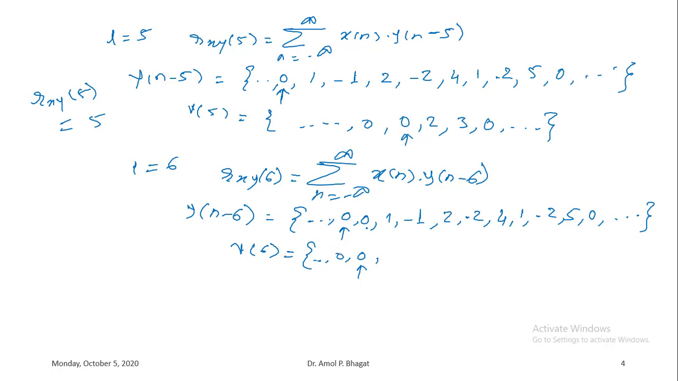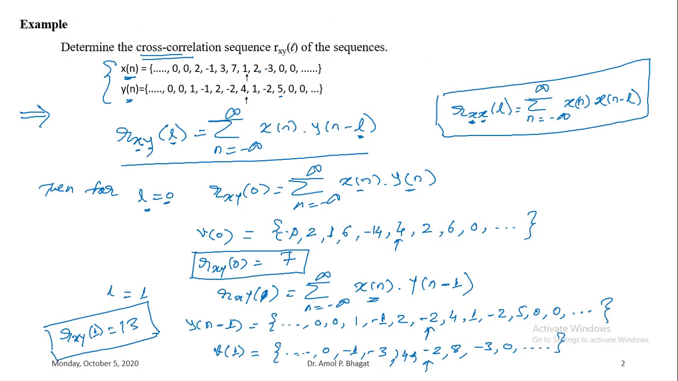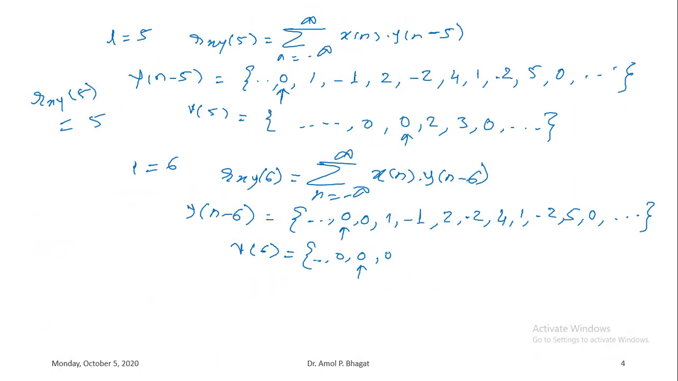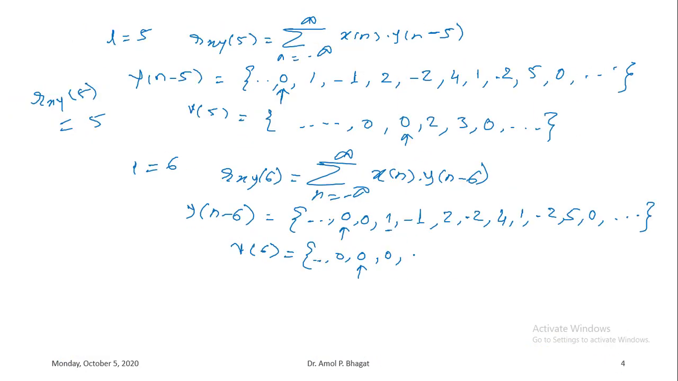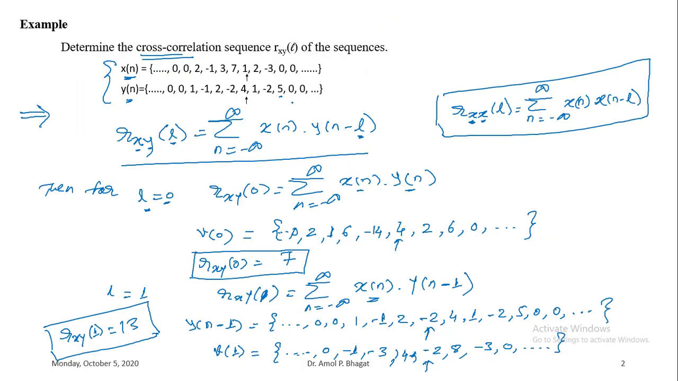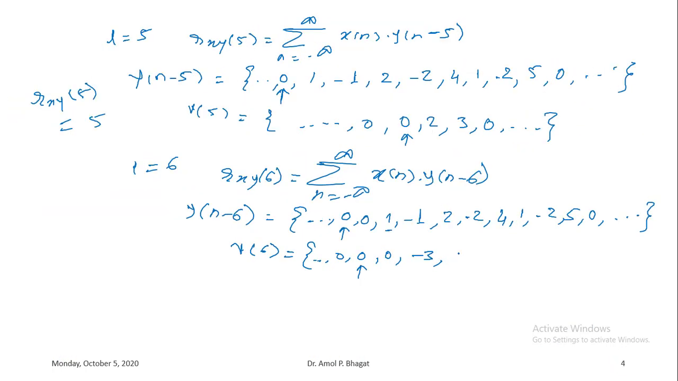I mean this second 0 will get multiplied with 2, right? So it will be 0. Next this 1 will get multiplied with minus 3, okay, so it will be minus 3. Next is minus 1 will get multiplied with 0, so it will be 0 simply.